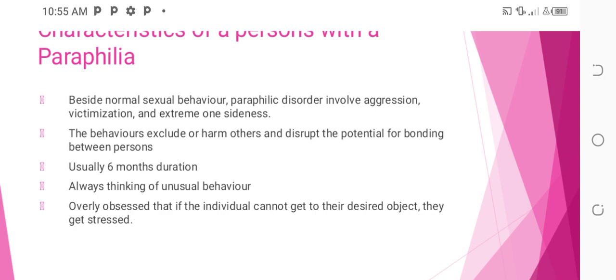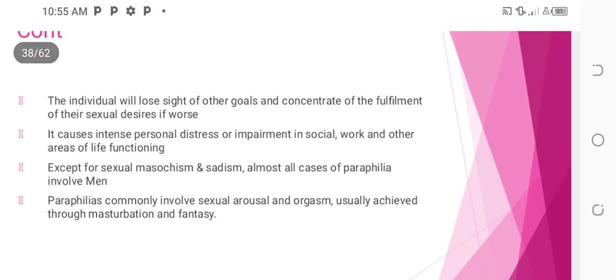Almost all paraphilias, or I can say all paraphilias, usually have a 6 month duration, or they are always thinking of unusual behavior. They are overly obsessed, so that if the individual cannot get to their desired object, they get stressed. The individual will lose sight of other goals and concentrate on the fulfillment of their sexual desires. It causes intense personal distress or impairment in social, work, and other areas of functioning.